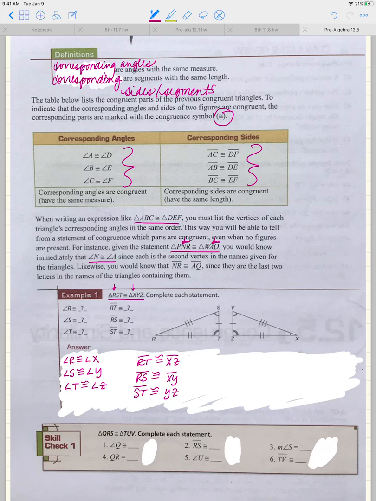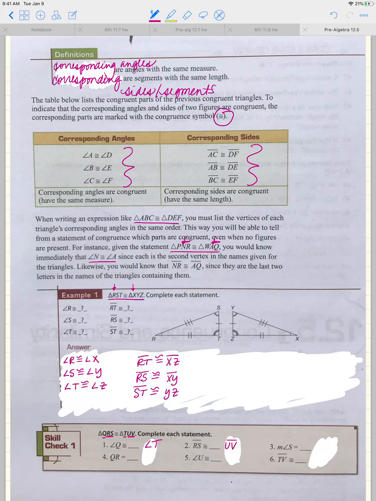Skill check number 1. Triangle QRS is congruent to triangle TUV. Complete each statement. Angle Q is the first angle on the left. It will be congruent to the first angle on the right. So angle Q is congruent to angle T. Segment RS. Here's where it's listed, the last two. So it will be congruent to the last two on the right. So congruent to UV, okay?